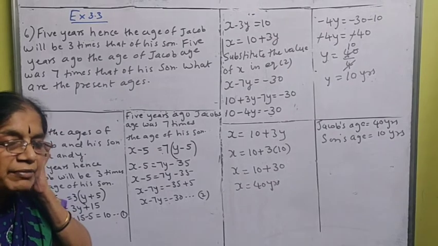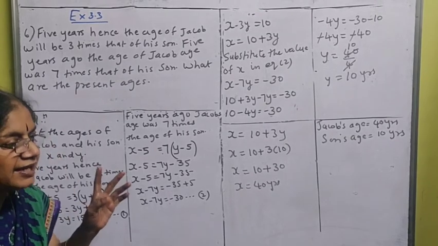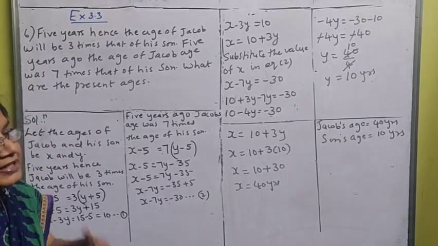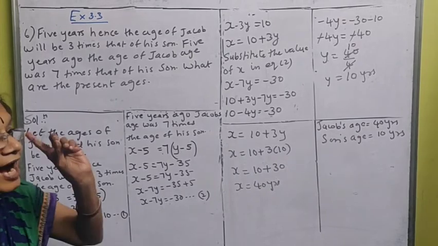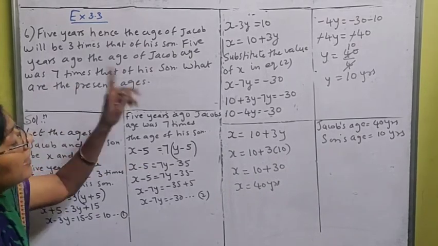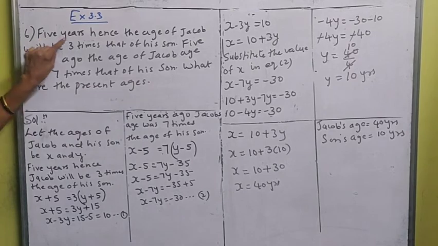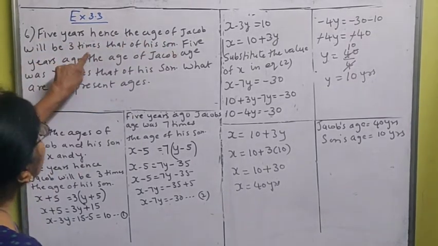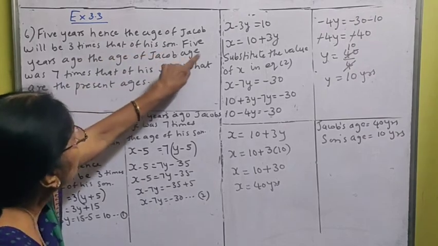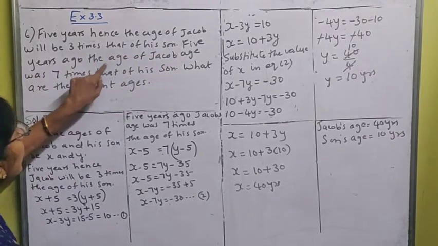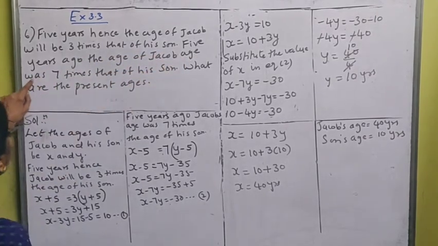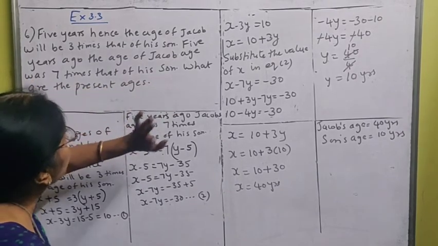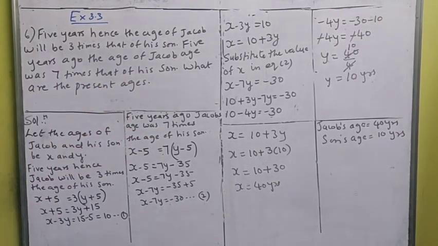Okay, sometimes you will make mistakes in such a way that the father's age comes out less and the son's age comes out more. You have to understand what is given in the statement. 5 years hence, the age of Jacob will be 3 times that of his son. 5 years ago, the age of Jacob was 7 times that of his son. What are the present ages?